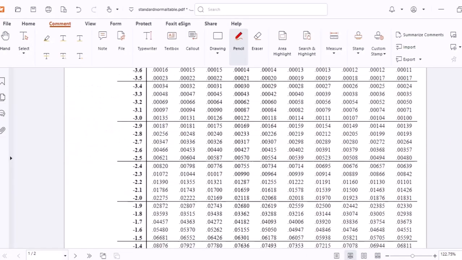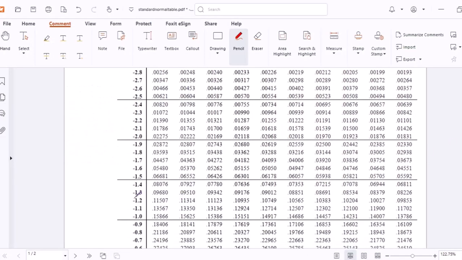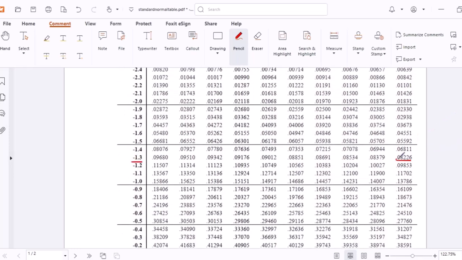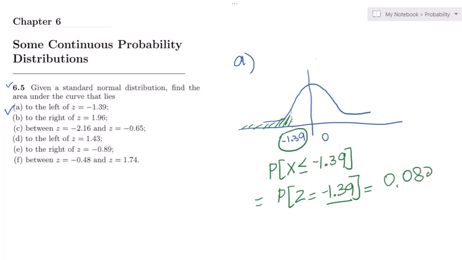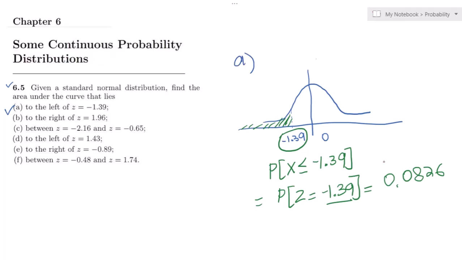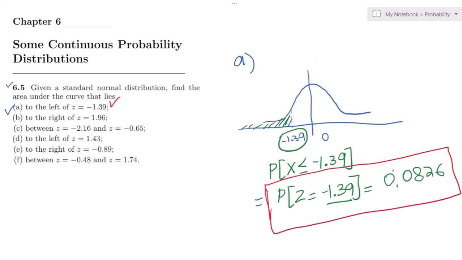So let me first go to minus 1.3, and this is for 9. We can see that this is the column of 0.09. Here is the value which we have: 0.0823. That is the solution of part a of my question. So you have understood how to use the z table, and this is the area to the left of it.